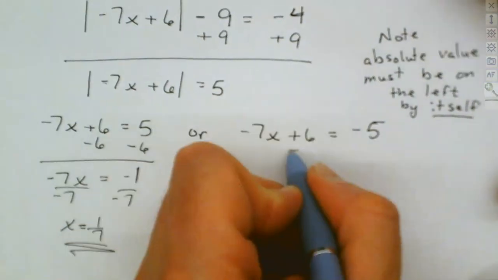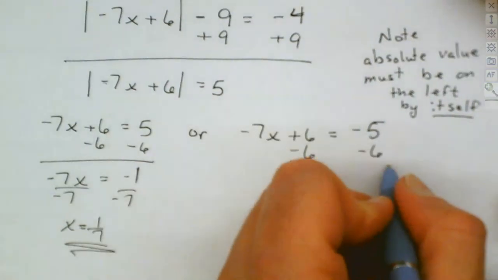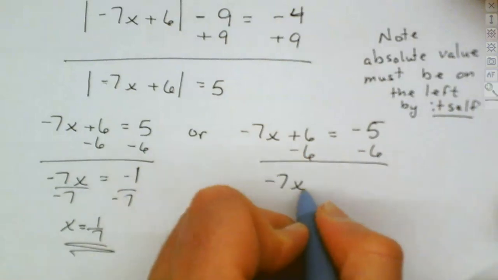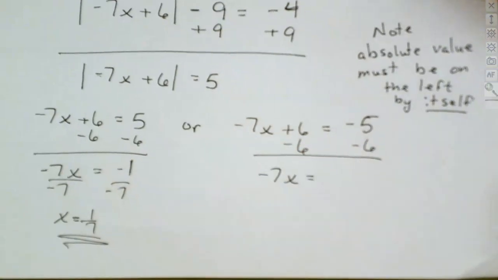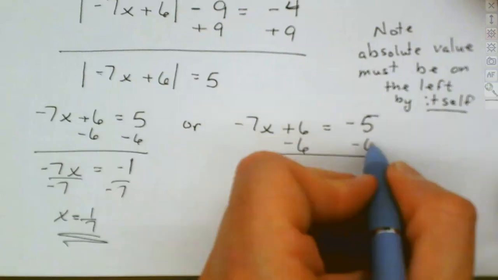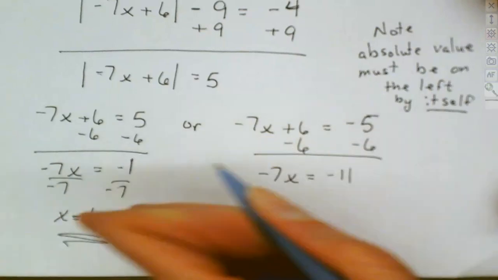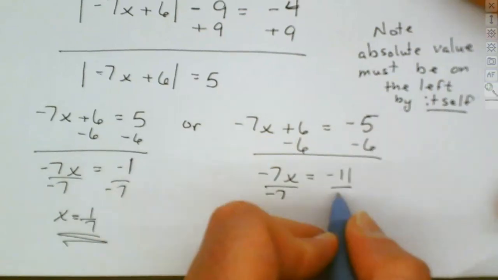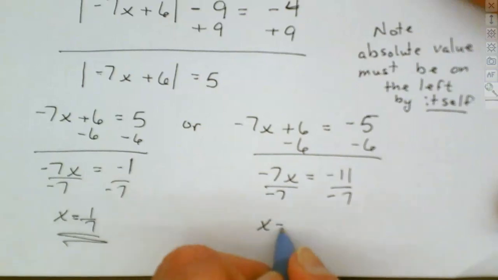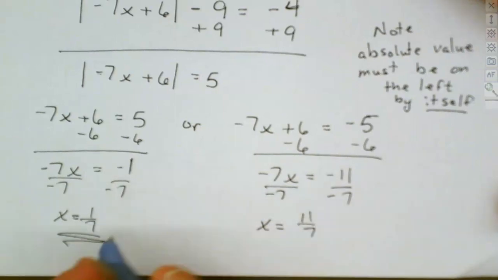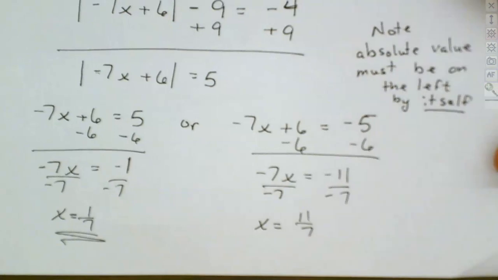And we do the same on the other side. Move that 6 over. And we've got -7x equals now 5 and 6 makes it a negative 11. Divide by your negative 7. And so in this case, it's a positive 11/7. So there's my other.